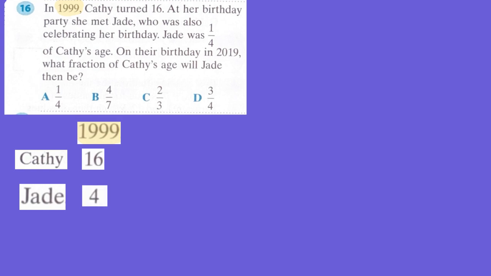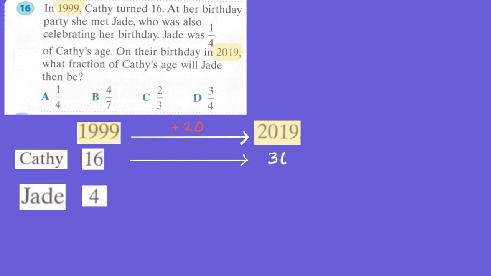Now we come up to 2019. This is 20 years on. And the girls meet up on their birthday. And the question is, what fraction of Kathy's age will Jade then be? So let's calculate what is Kathy's age in 2019. 16 plus 20 is going to be 36. And Jade's age will be also 20 plus 4, so her age will be 24.